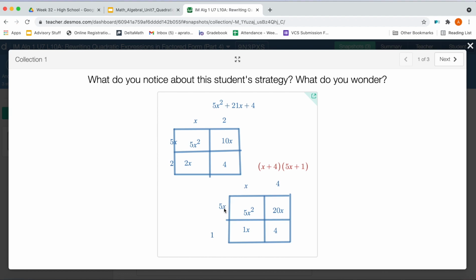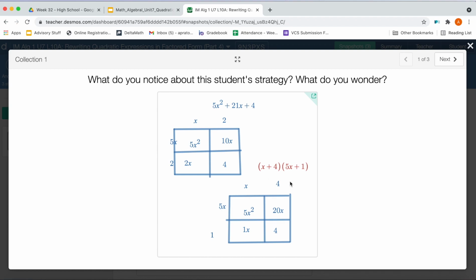Why did they choose to write 5x and x here? Why did that not change from strategy to strategy? They knew that there had to be a 5x and an x because they had to multiply to that 5x squared. There was no other combination of factors they could put here. Okay, interesting. So they knew this had to be 5x squared. They knew this had to be a 4 here, and there were two possible factor pairs that multiply to 4. So they tried 2 and 2, and then they tried 1 and 4, right?